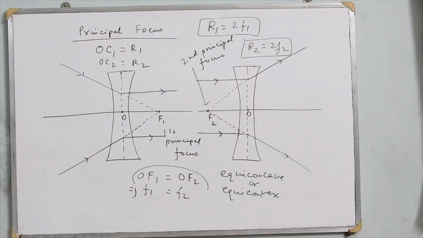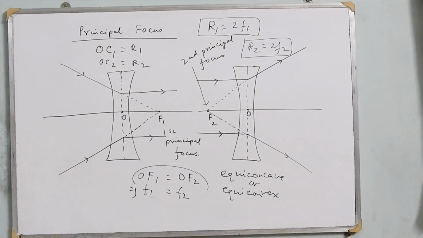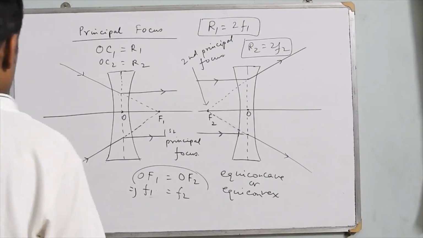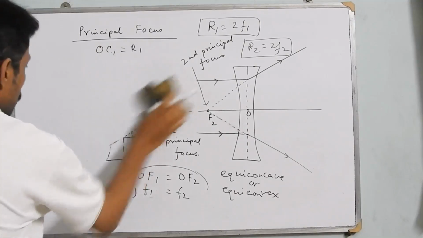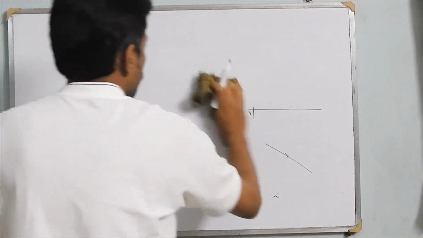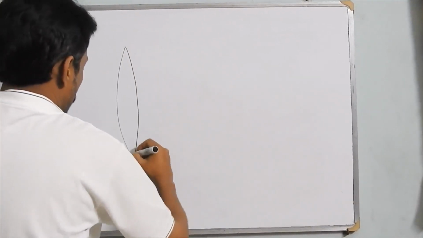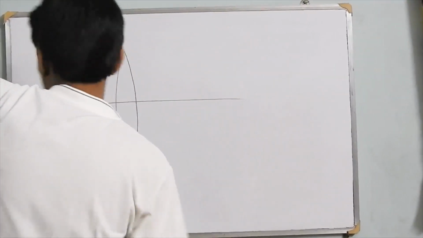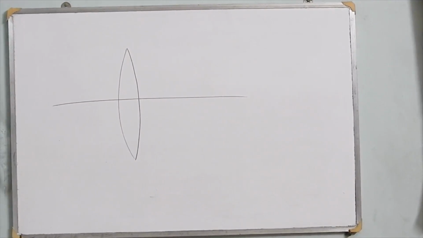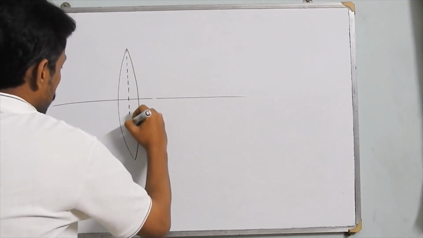So now, what happens if a ray of light is not parallel to the principal axis, but the rays of light are parallel to themselves? So let us see that situation. Suppose we take the example of a convex lens. Suppose there are many rays which are parallel to themselves, but they are not parallel to the principal axis.